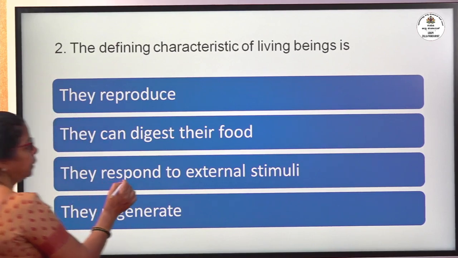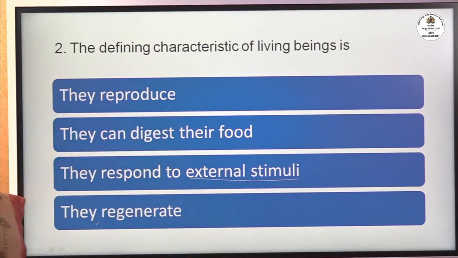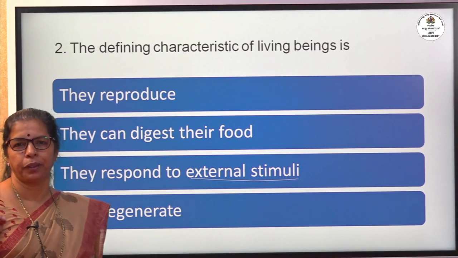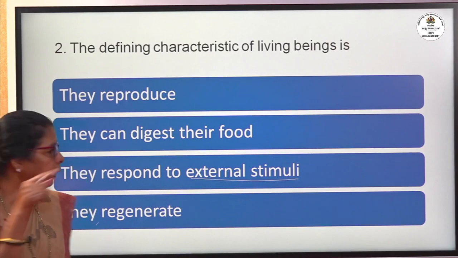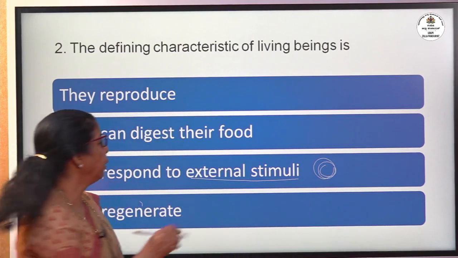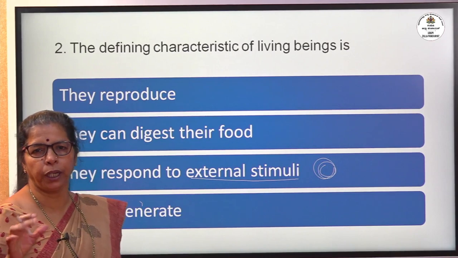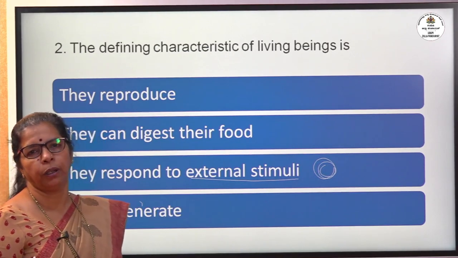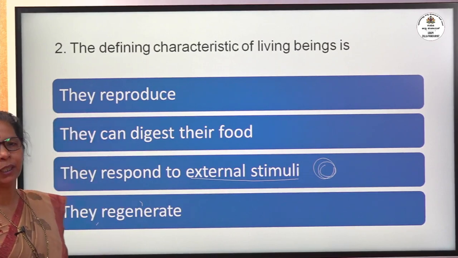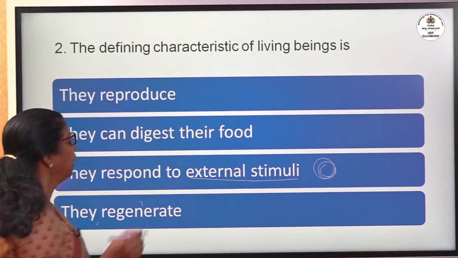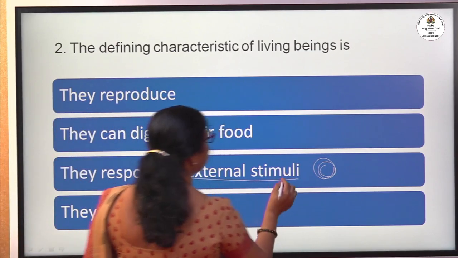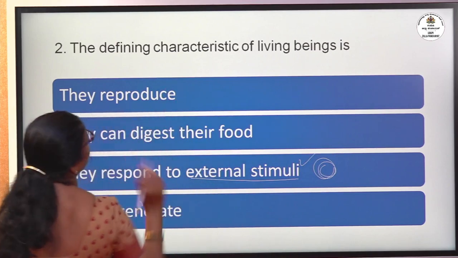Here, responding to external stimuli: you may know about the millipede, if you touch it, immediately it will curl up. Or even Mimosa pudica, the touch-me-not plant, will droop its leaves. Or if your friend pinches you, you will immediately retract or show some movement. That is response to external stimuli, and that is the correct option for a living organism.